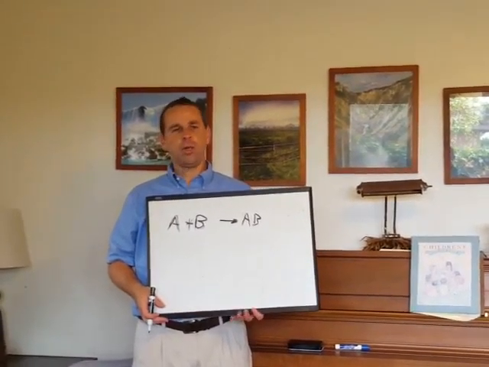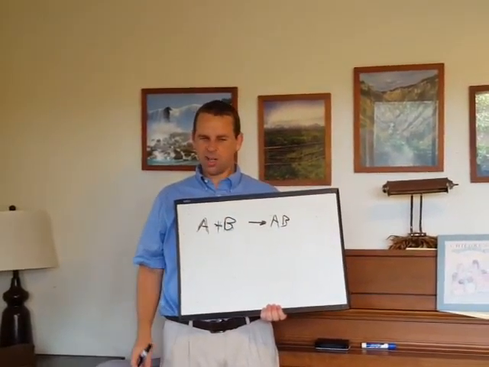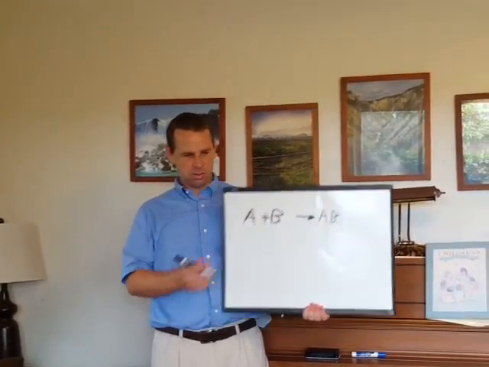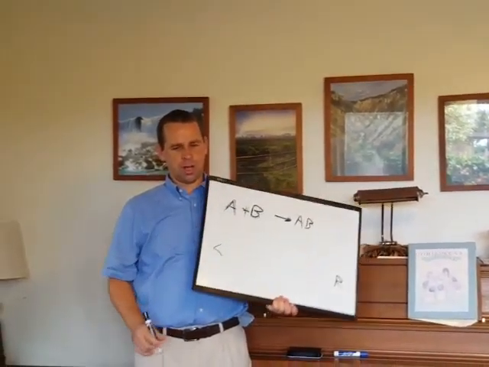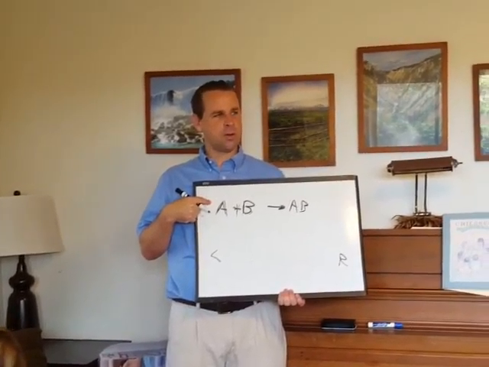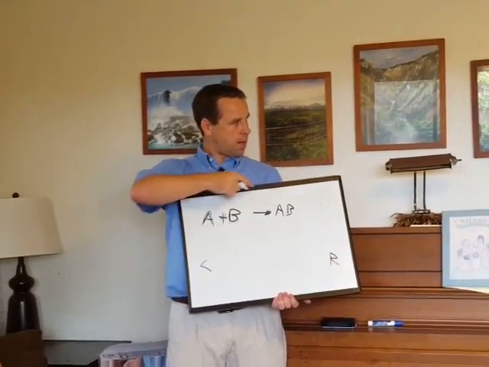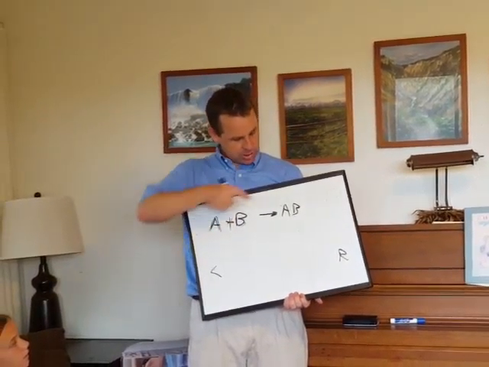When you have that scenario, how many A's are on the left side? This is L for left. This is R for your right. On the left side of the arrow, how many A's are there altogether? One. On the right side of the arrow, how many A's are there altogether? One. See the A? There it is.